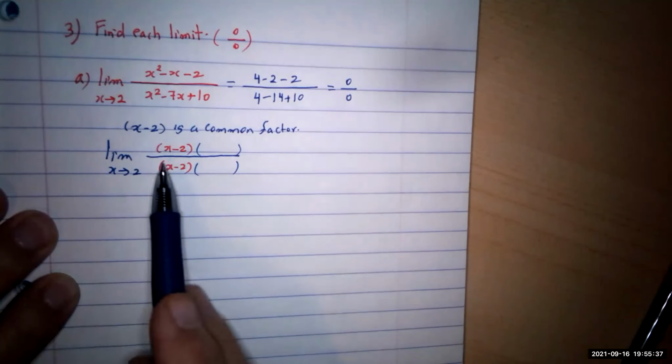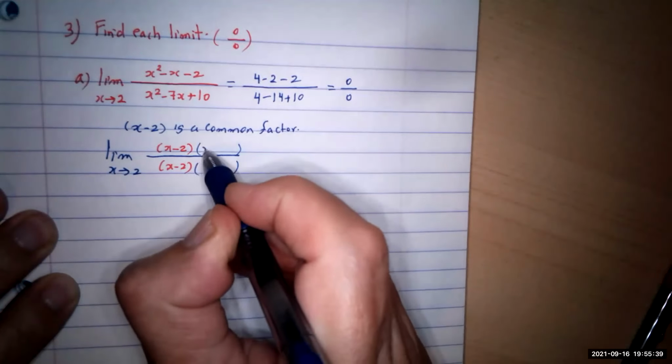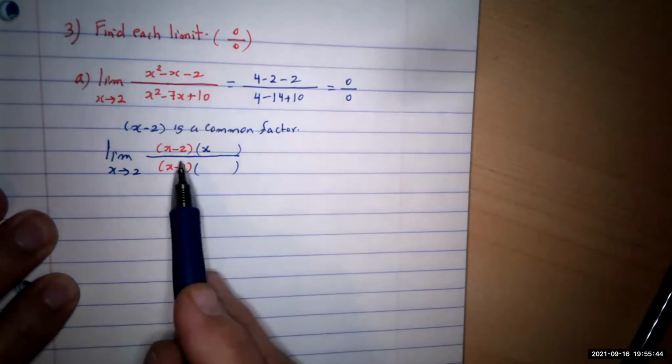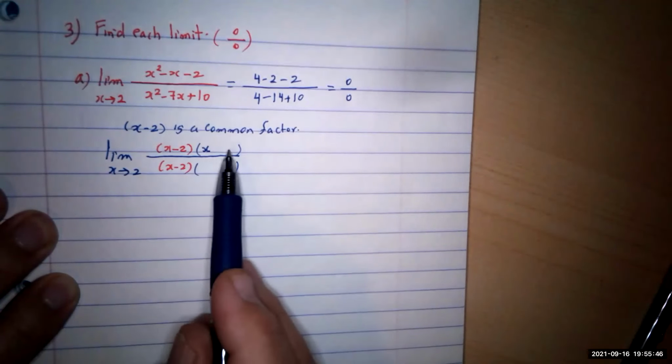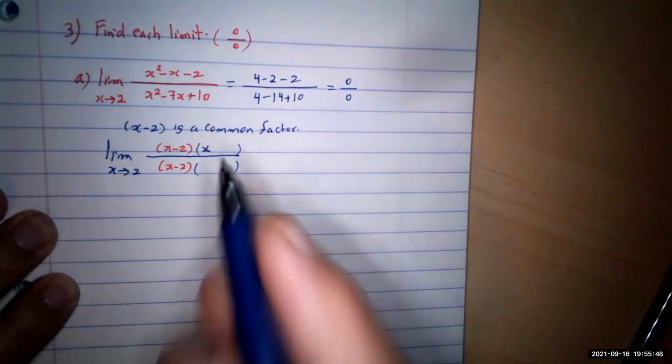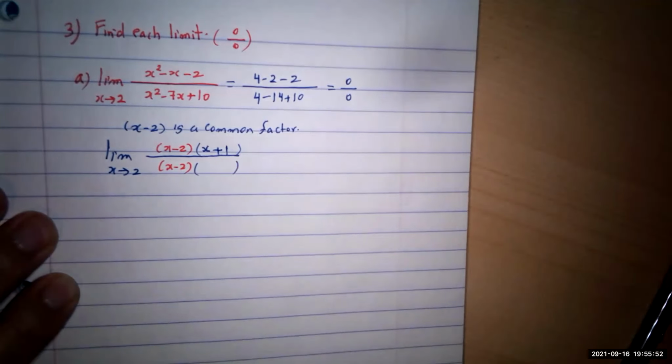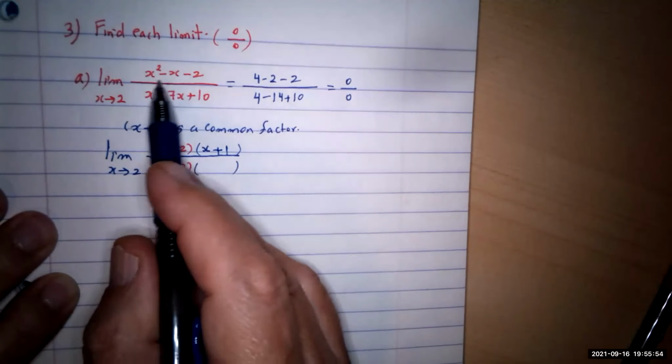This is x squared, so x times x would be x squared. The number is negative 2. Negative 2 times what would be negative 2? Negative 2 times a positive 1. Don't bother about the other part.